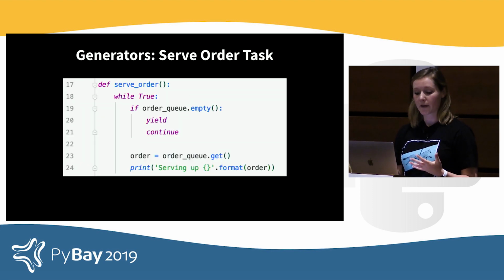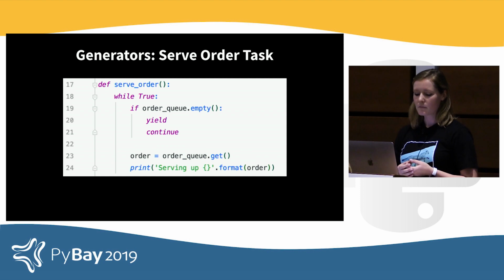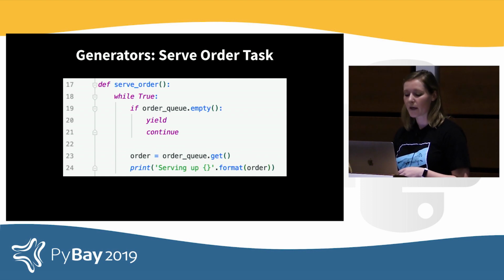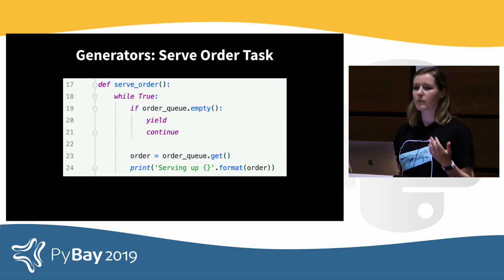Serve order is similar. First, it says, forever we will be serving orders. But if there are no orders to serve, yield, so the event loop can run another task, because there's nothing that this task can do right now. For our fast food example, that would be the person behind the counter going to the serve order station, seeing that there are no orders ready yet, and then just going back to take orders. If there's an order, then we'll get it from the queue and we'll serve it to the customer.